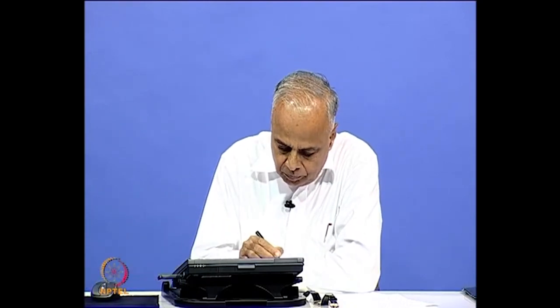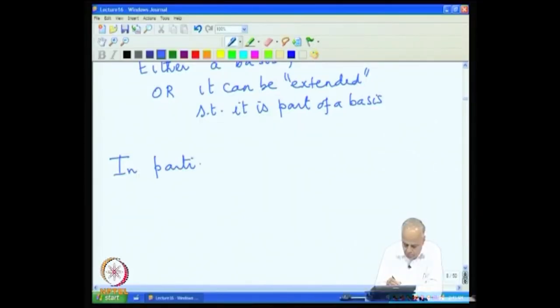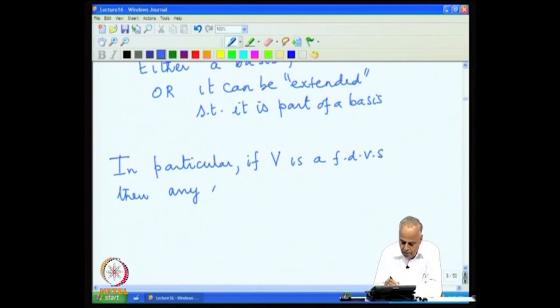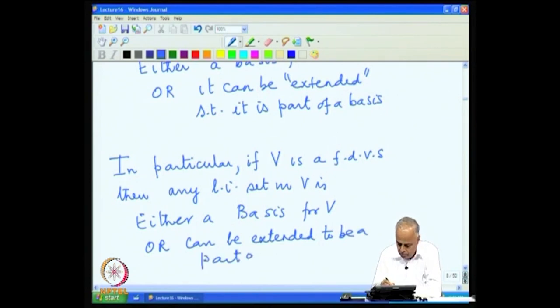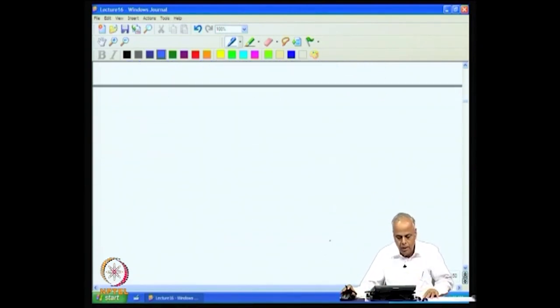In particular, if V is a finite dimensional vector space, then any linearly independent set in V is either a basis for V or can be extended to be a part of a basis. Let us look at a simple example.